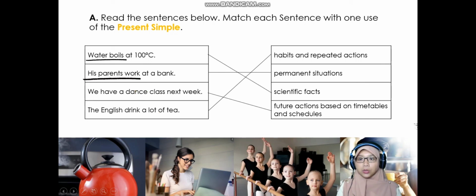Water ni singular, so verb dia ada s. His parents ni plural, jadi verb dia tak ada s. We have, so you are using have lah, sebab we plural. The English as a whole, it is plural, so drink, no s. That's how it goes. Okay, that's it for this slide. Let's move to the second slide.